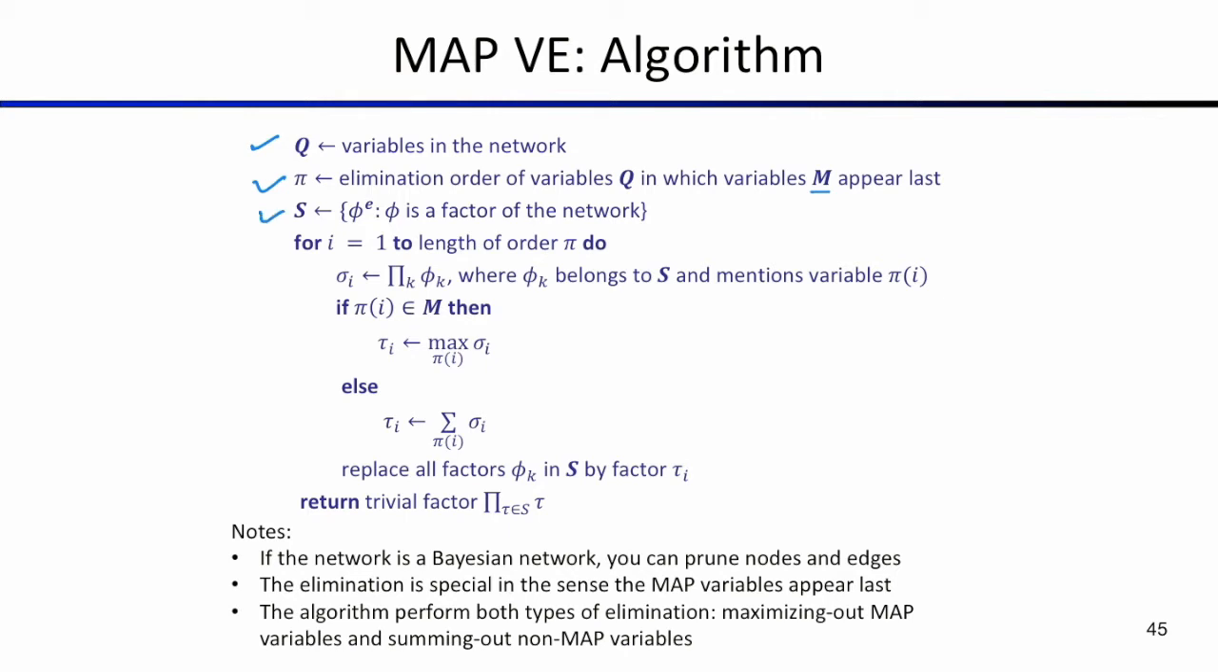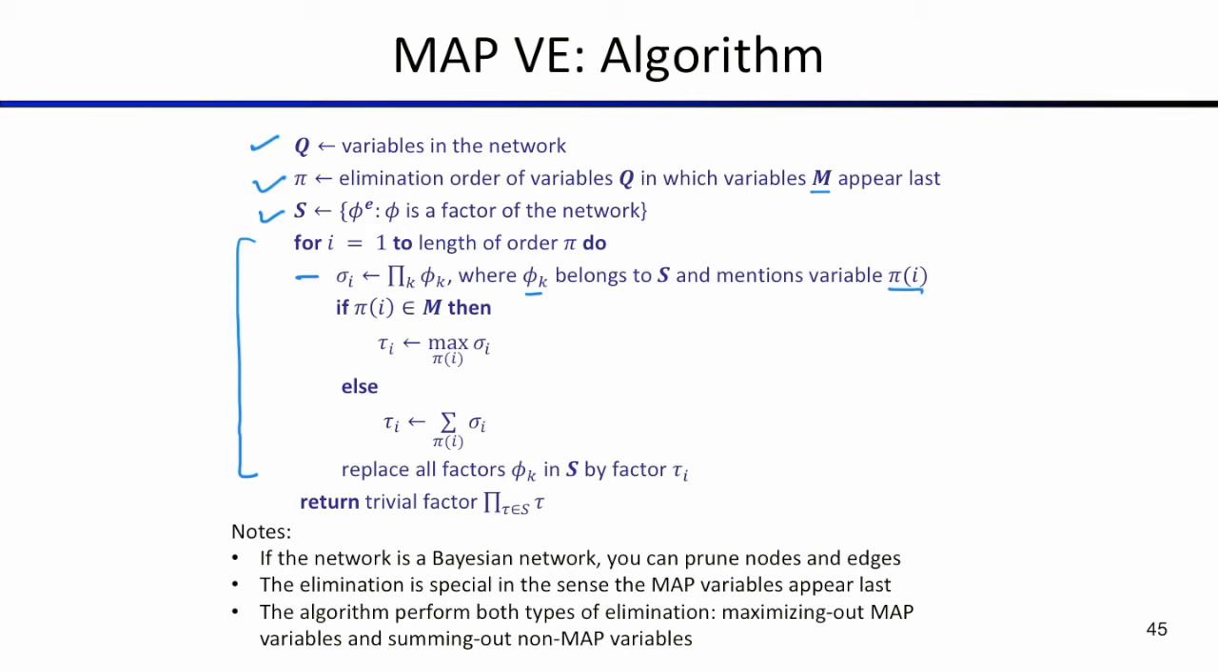So we're going to call S the set of factors that we have in the network already matched to the evidence. So we're going to eliminate the rows that do not match to the evidence that we set, the evidence E. And I will iterate over all variables in the elimination order in this for loop here. So we're going to start with the variables that we want to eliminate by summation, and we'll continue with the map variables. So the computation here involves first computing this sigma I factor here, that is the multiplication of all factors that mention the variable that I'm going to eliminate, pi I.